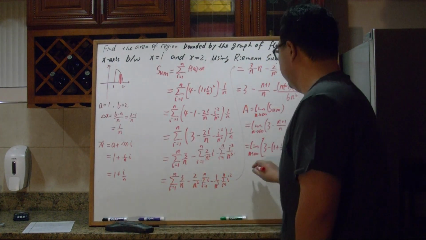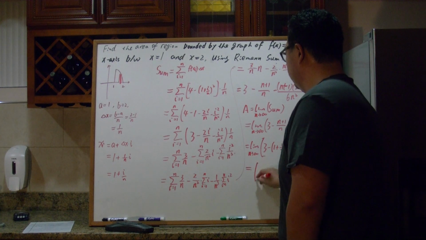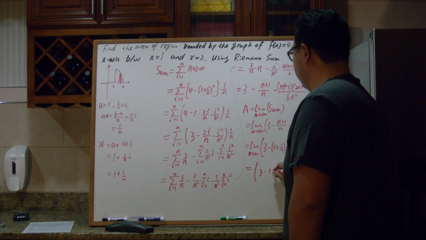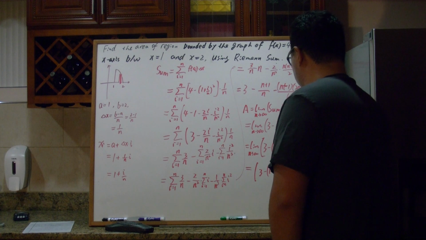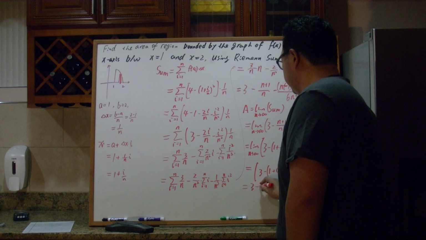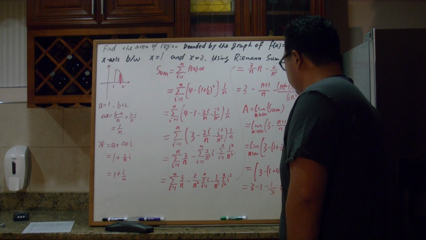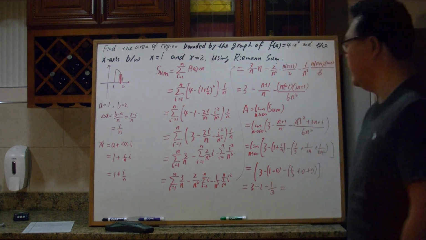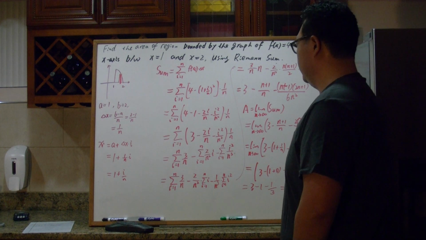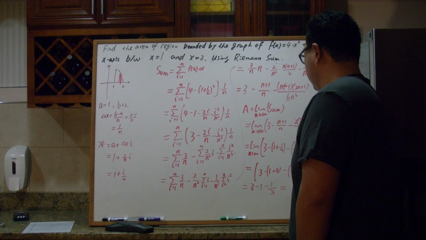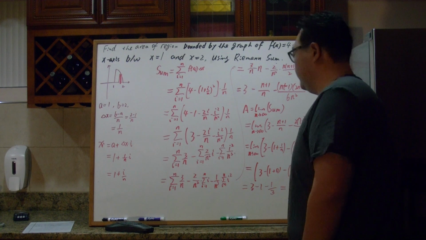As n goes to infinity, we get 3 minus 1 plus 0 minus 1/3. 3 minus 1 is 2, minus 1/3, which is 5 over 3.